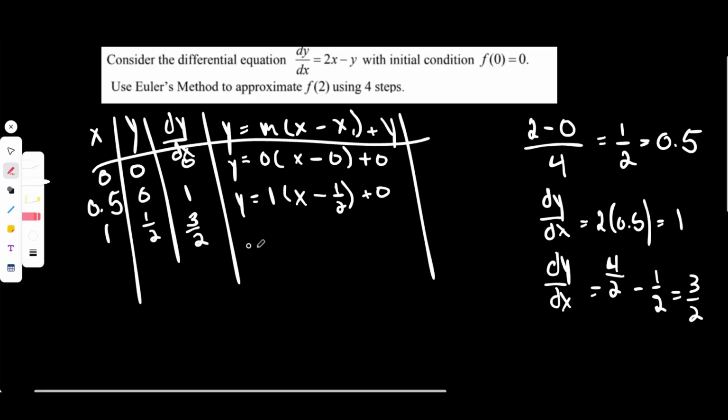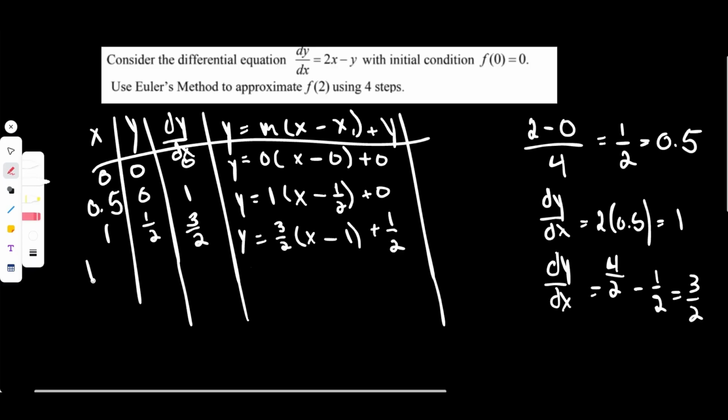3 over 2. And then we write our tangent line equation. So y is equal to 3 over 2, x minus 1 plus 1 half. Okay, we increment by 0.5. I'm going to extend our table just a bit more.